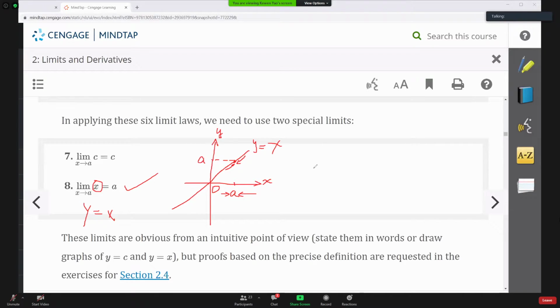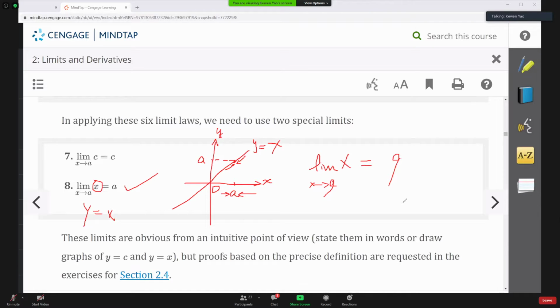For example, please write down the limit of x as x approaches 9. Equal to what? Tell me. The limit of x as x approaches 9. What's the final answer? 9. Yes, 9, right. Thank you very much.